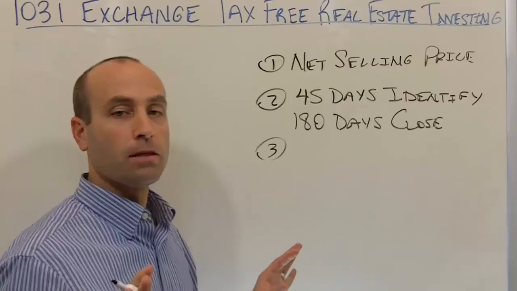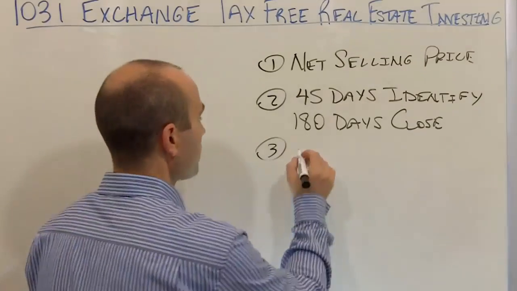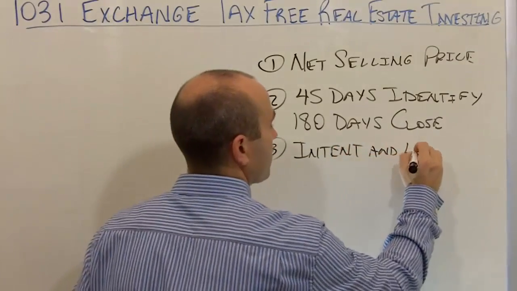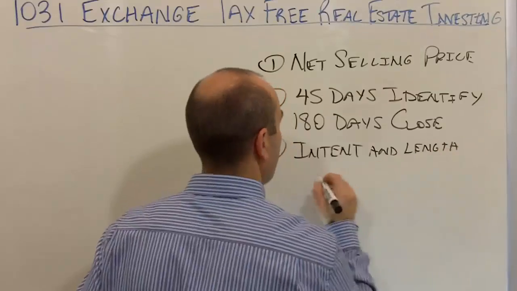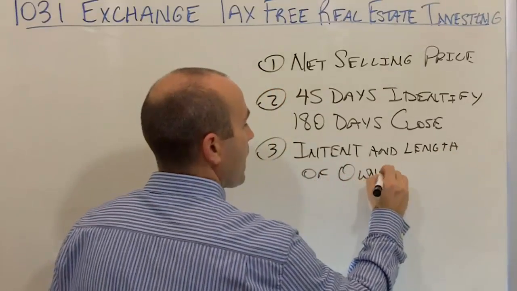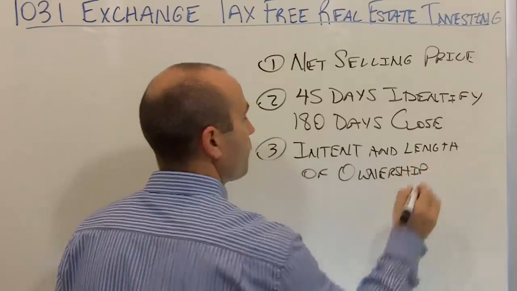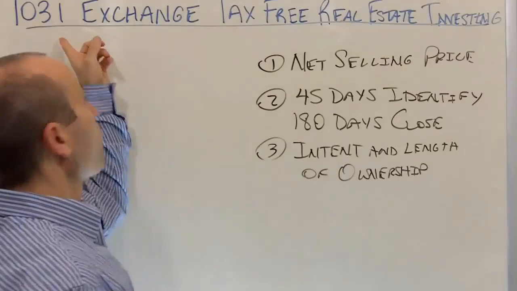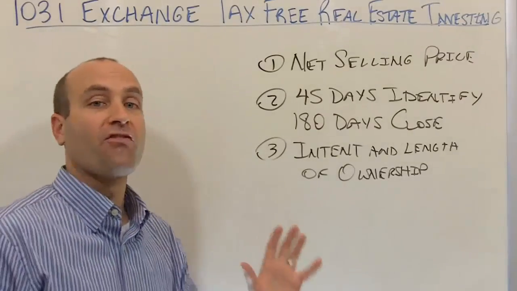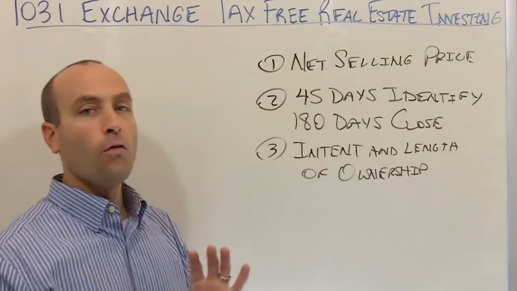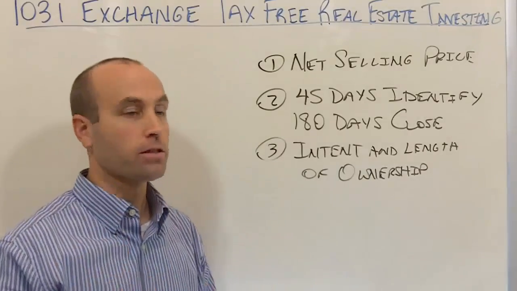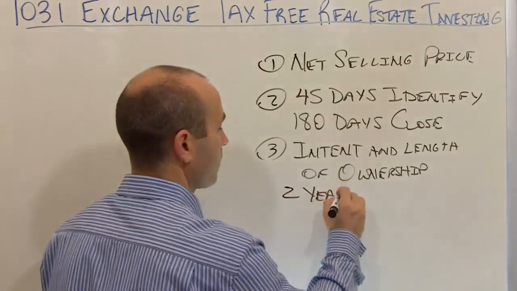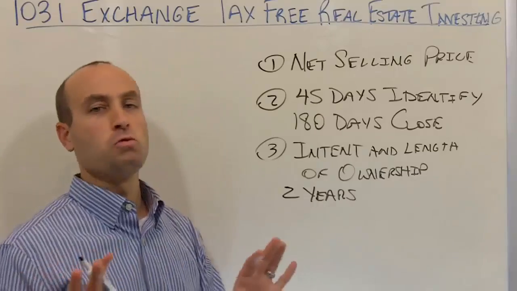This is probably the biggest kicker of them all. I already mentioned it, and that is your intent and length of ownership. The purpose here is for you to continue to invest in real estate. And the way the 1031 section of the IRS code defines an investment, although they don't give a specific period, case law would argue that length of ownership needs to be 2 years to have safe harbor. That's the phrase, safe harbor, that you know you're in the clear.